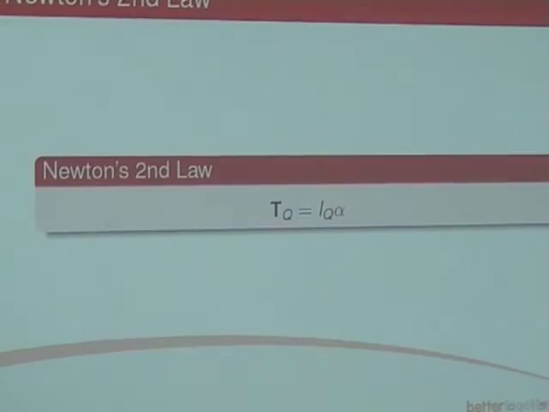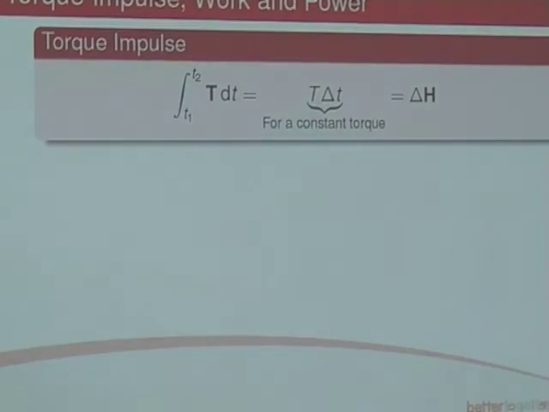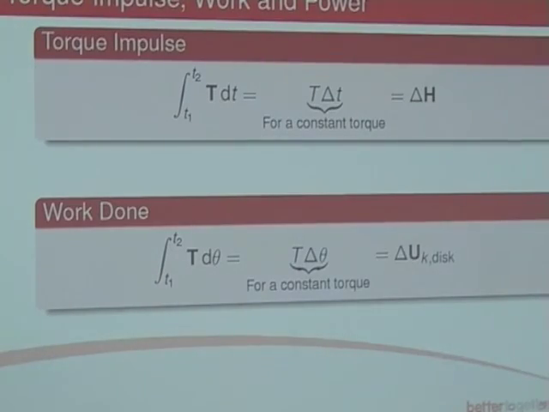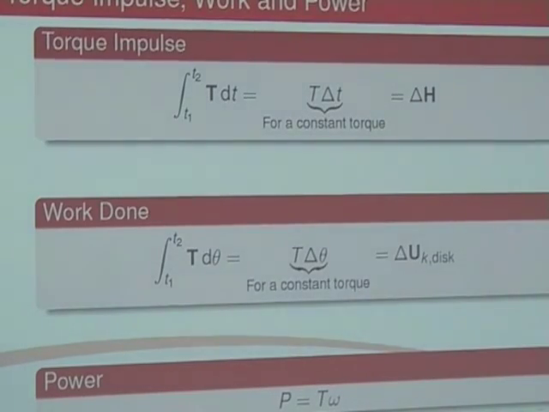Newton's second law, F equals ma. Here we're dealing with torque, so it's torque equals I alpha. The torque impulse is torque times the change in time. For a constant torque, that's T delta t, which we know is the change in angular momentum, H. The work done is torque times the change in displacement, for a constant torque, which we know is the change in rotational kinetic energy for a disk. Power, we know, is torque times the angular velocity.